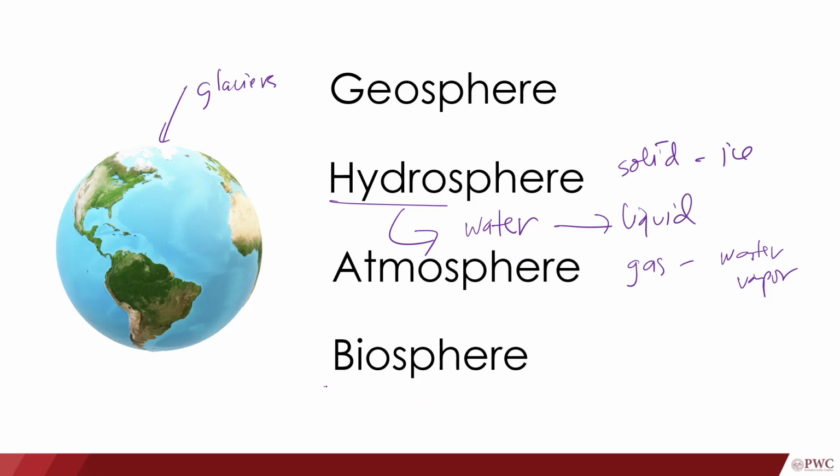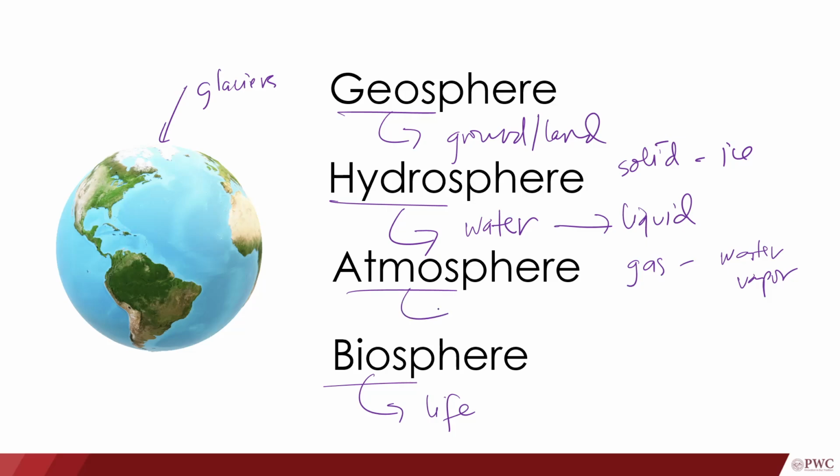The last part is the biosphere. The word bio means life. So this includes all the living organisms: animals, plants, bacteria, and all other living organisms. So these are the four subsystems of the Earth. Again, the geosphere includes the ground or the land, the hydrosphere is water, the atmosphere is the air around us, the different gases, and then the biosphere is all the living organisms.